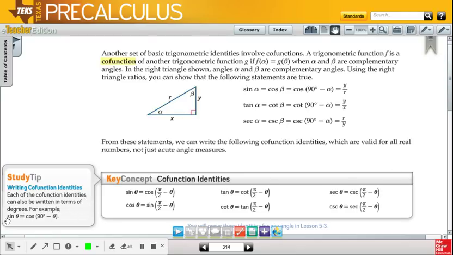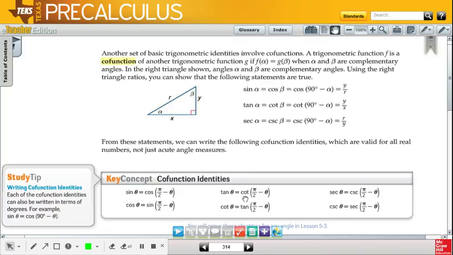For example, sine theta is equal to cosine of 90 degrees minus theta. So in here, it's given in radians, but on the side, it says that you can rewrite it in degrees. So our cofunction identities: sine theta is equal to cosine of pi over 2, which is equivalent to 90 degrees, minus theta. And then cosine theta is equal to sine of pi over 2 minus theta.